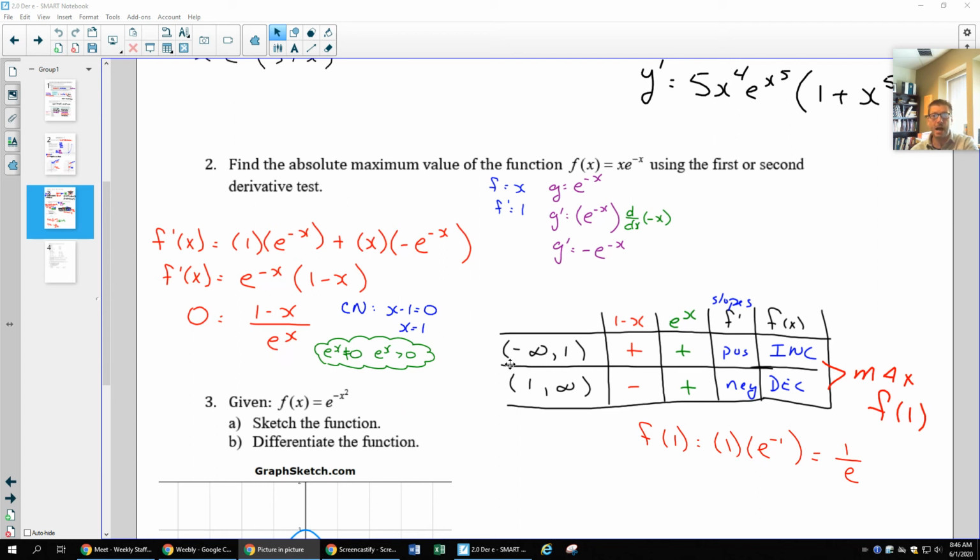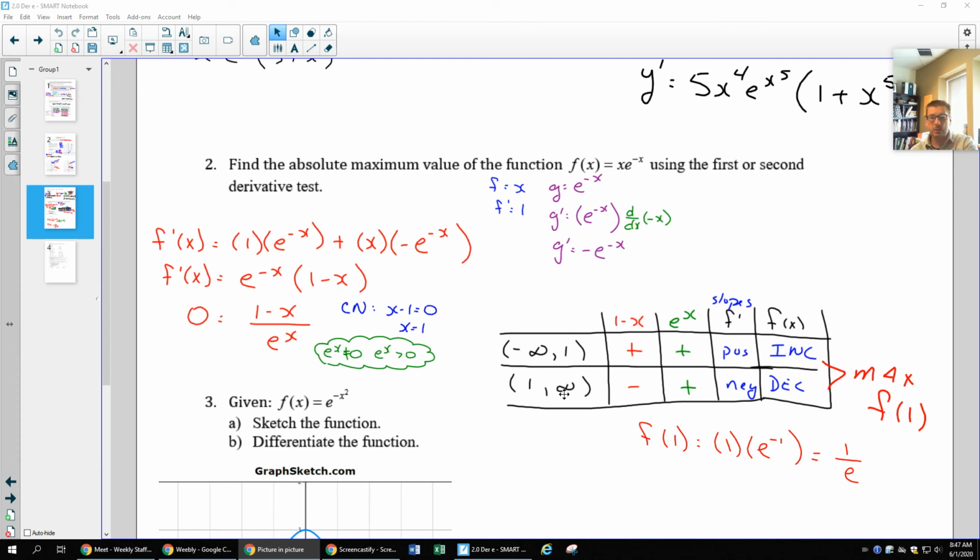So you've got two things happening here. Negative infinity to 1 and then 1 to infinity. You're looking at what's in the numerator. So when you pick a number that's less than 1, you go 1 minus something that's less than 1. So 1 minus 0 or 1 minus negative 2. It's a positive number. e to the x is always positive. So you know that in this first section, the first domain, you have positive slopes, which means your function's increasing.